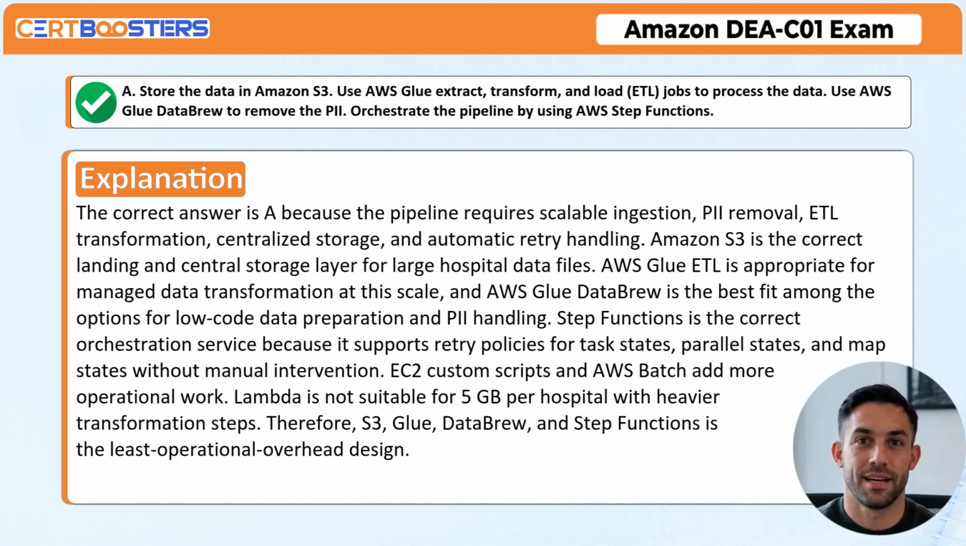Step Functions is the correct orchestration service because it supports retry policies for task states, parallel states, and map states without manual intervention. EC2 custom scripts and AWS Batch add more operational work. Lambda is not suitable for 5 gigabytes per hospital with heavier transformation steps. Therefore, S3, Glue, DataBrew, and Step Functions is the least operational overhead design.